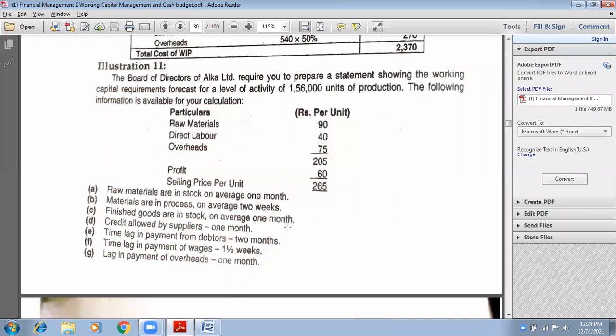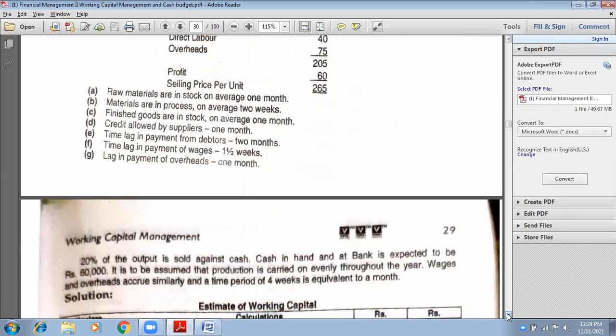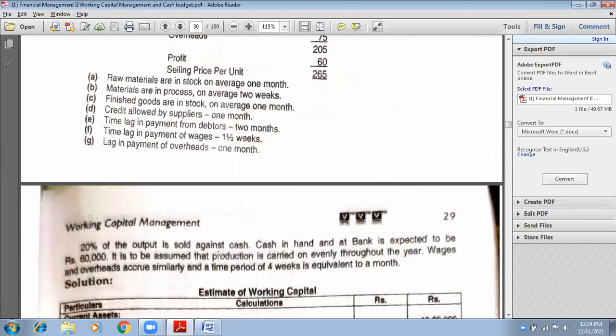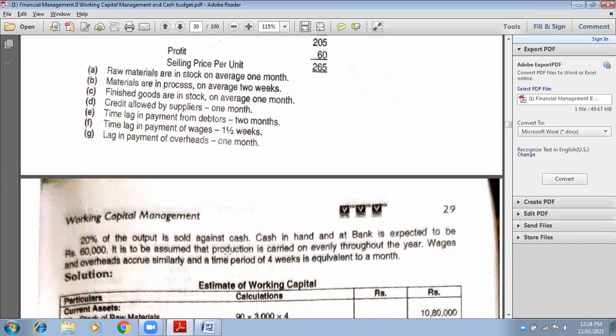Finished goods remain in stock for 1 month. Credit allowed by suppliers means creditors 1 month. Time lag in payment of debtors is 2 months. Time lag in payment of wages is 1.5 weeks. Lag in payment of overheads is 1 month. 20% of the output is sold against cash, so cash sales will not be taken. For debtors, we want credit sales, so for debtors, 80% of the credit sales will be taken.